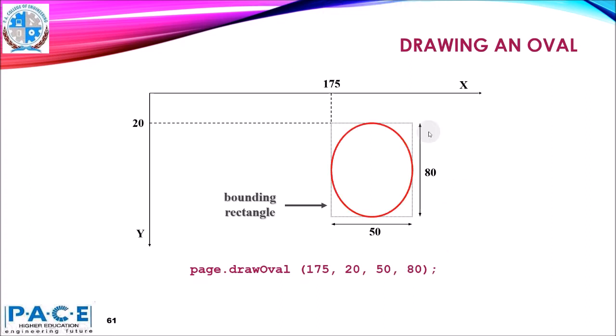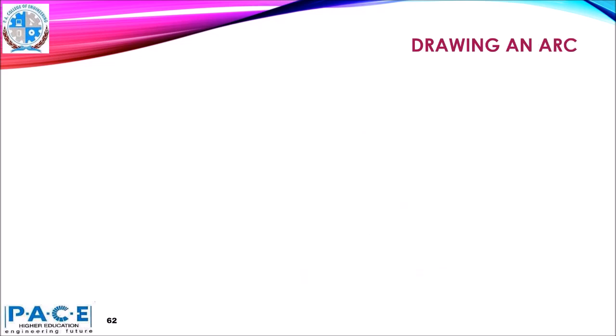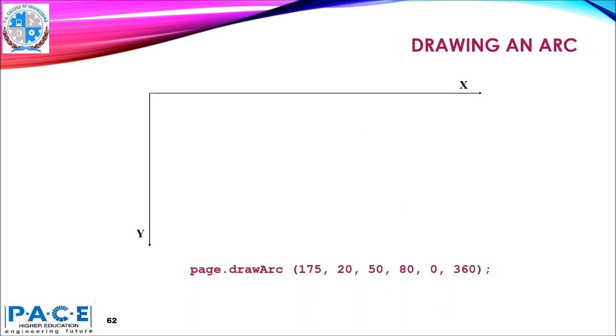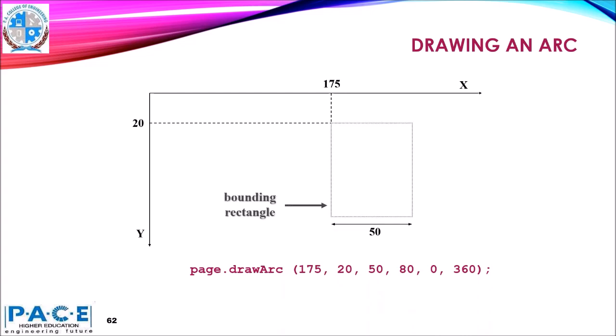It will draw the oval over here. The same oval can be drawn through the drawArc method also. So basically here also we are specifying first the top left corner only. Then we specify the enclosing rectangle of the arc. Then after that we are specifying the angle from which the arc should be drawn, the starting angle.